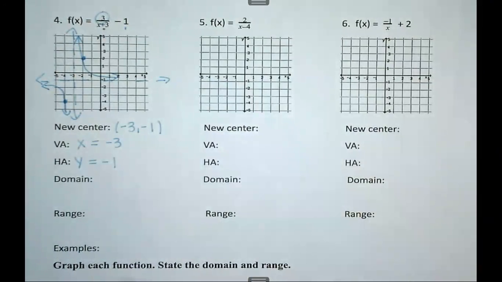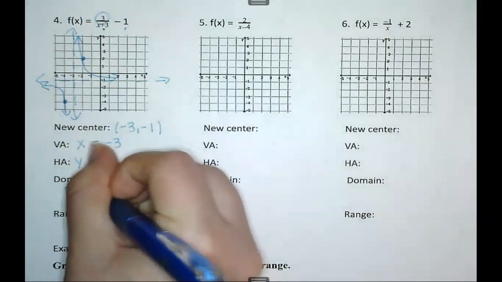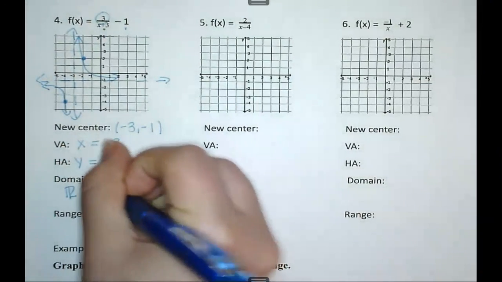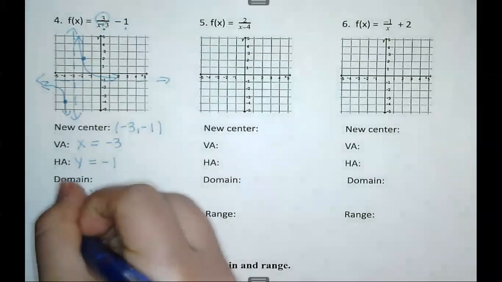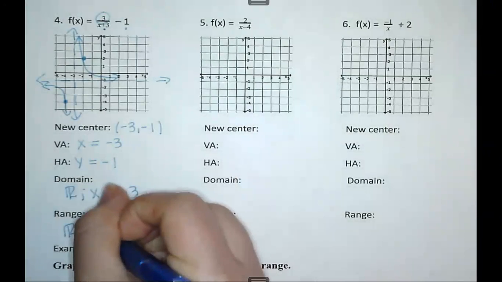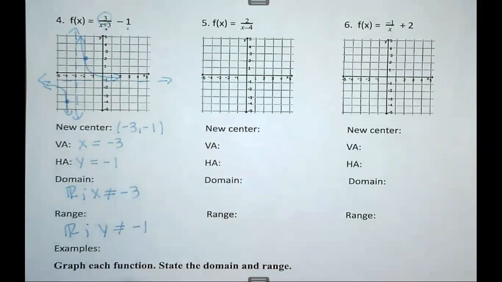All right, so our domain should still be all real numbers except where our asymptote is, which is at -3. And our range should still be all real numbers except where our asymptote is, which is at -1.